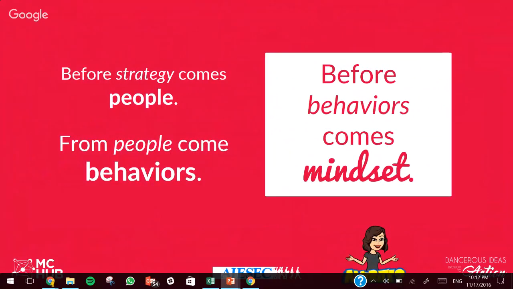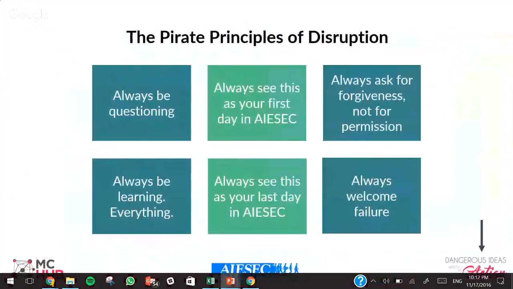A reminder that before any strategy that you have, before anything comes the people: you, me, AI, your members, your TLs. And before them come their behaviors, right? Because they're the ones that act. But before their behaviors comes the mindset. So the mindset is the most important thing because that leads to behaviors, and that then leads to people, which leads to strategy. So that is the kind of methodology we're using here.